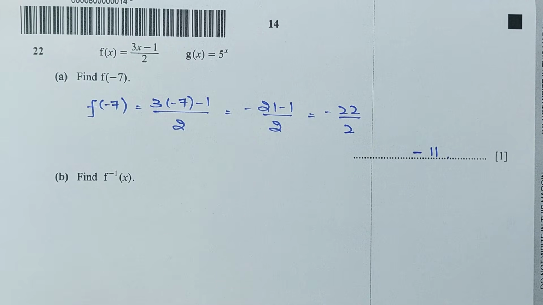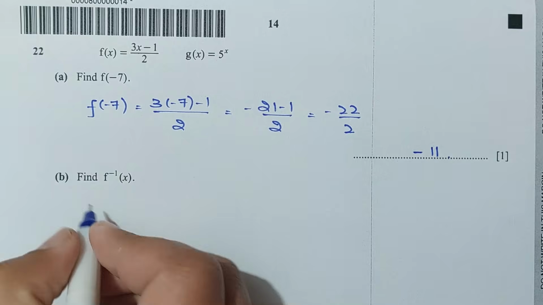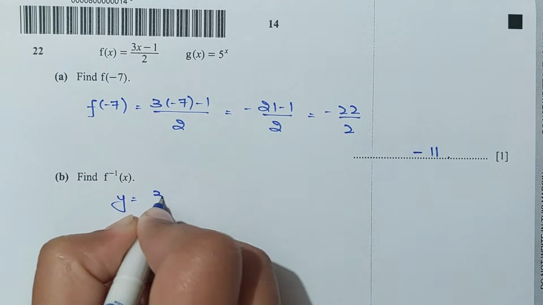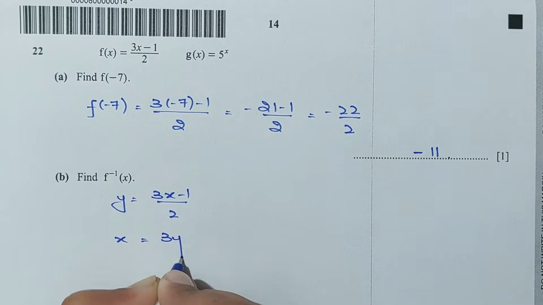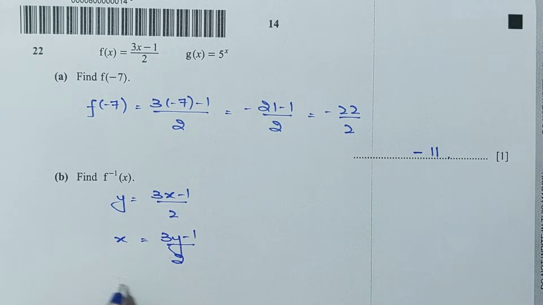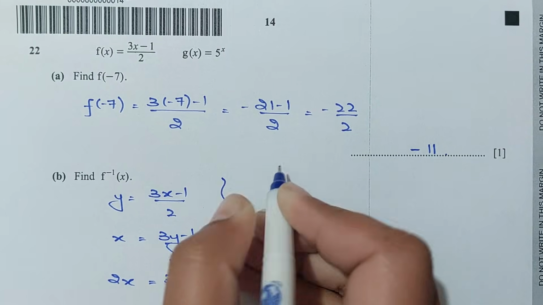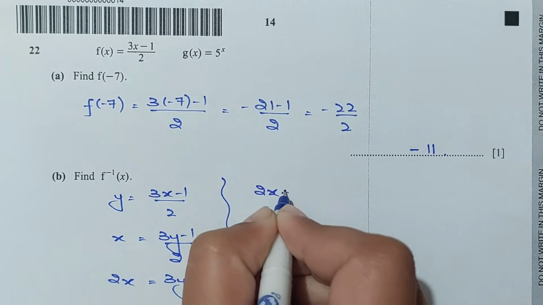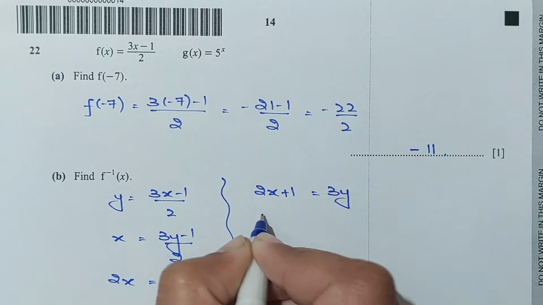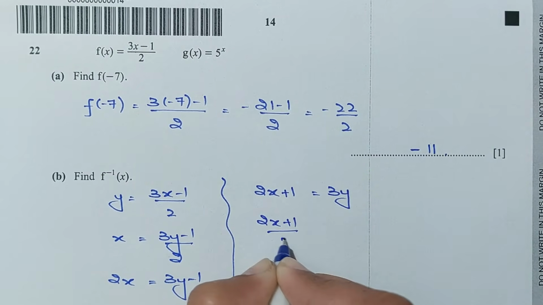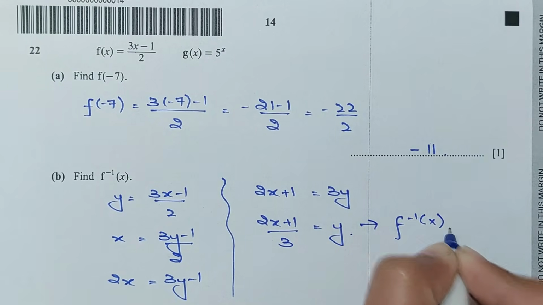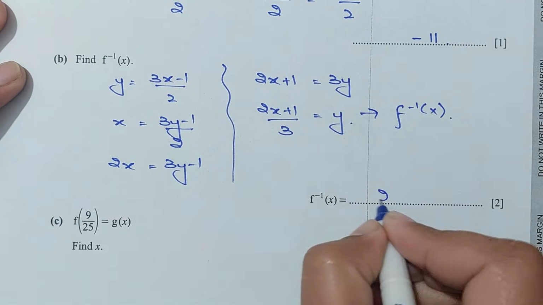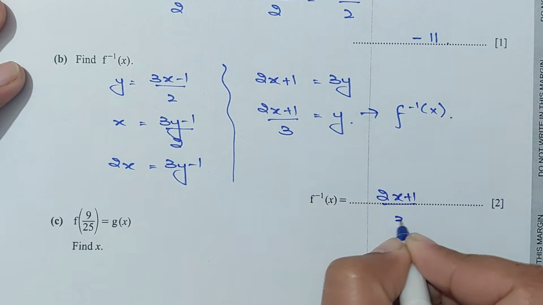Now for part B, find f inverse of x. For f inverse of x, we can say y equals f of x. Switch the variables. x is equal to 3y minus 1 by 2. Cross multiplication, 2x would be equal to 3y minus 1. And let me solve for y. So 2x plus 1 would be equal to 3y. And 2x plus 1 over 3, this would be my y. And that is my f inverse of x. This is 2x plus 1 over 3.